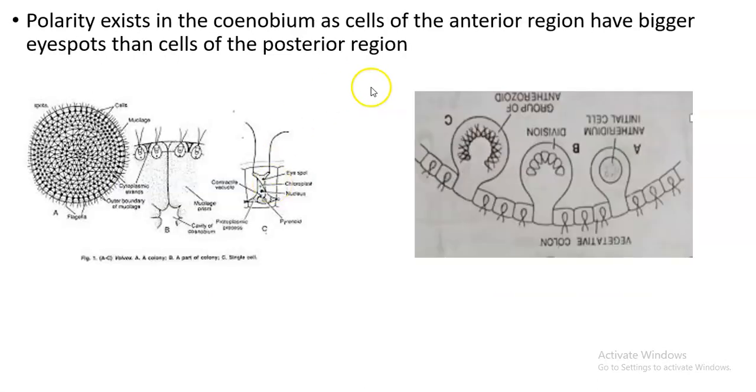Fine. Then another thing interesting to note is the polarity that is existing in the synovium. What is the polarity? It is simple. The anterior end is having elongated or pear-shaped Chlamydomonas type cells, which is having the function in the locomotion or the movement of the entire colony. While at the posterior side, you can see some cells which are having function for reproduction. So since it is having two different ends, it is having a polarity.